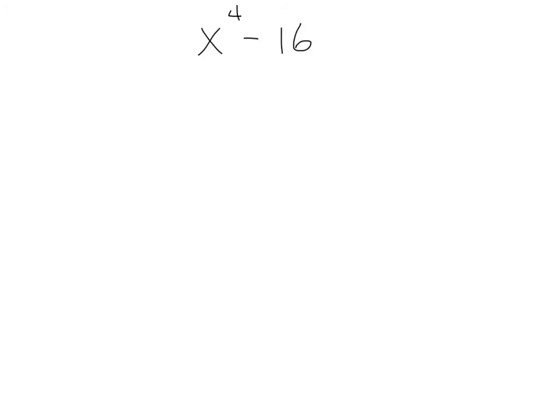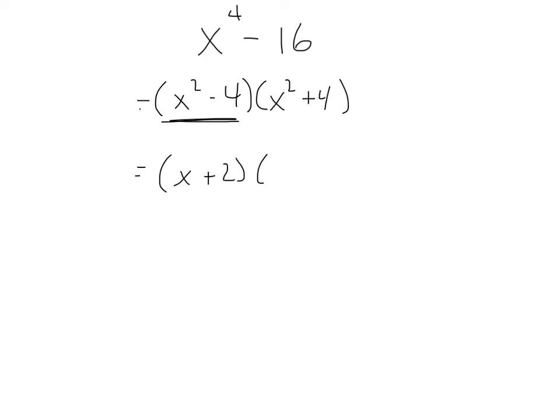And you know what, let's just go ahead and do one more. This here we have is simply a difference of squares. So just like we would have done before, we would have said, okay, this is x squared minus 4 times x squared plus 4. Again, just looking out for the fact that we've again got a difference of squares here that I can factor again as x plus 2 times x minus 2 times x squared plus 4. Again, nothing I can do with the x squared plus 4.